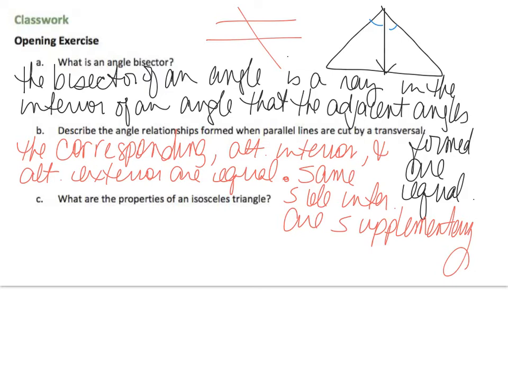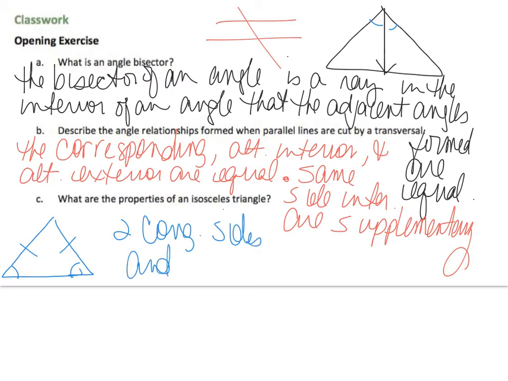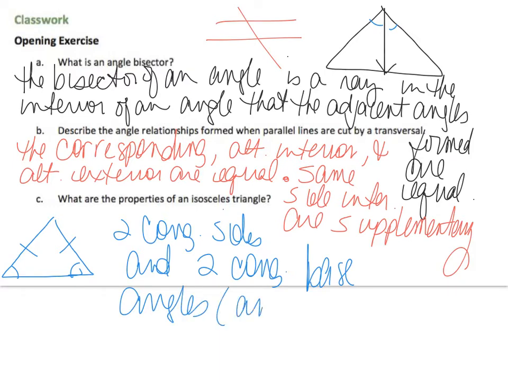What are the properties of an isosceles triangle? Draw one here. Basically, an isosceles triangle has two congruent sides and two congruent base angles. And those would be the angles opposite the congruent sides.